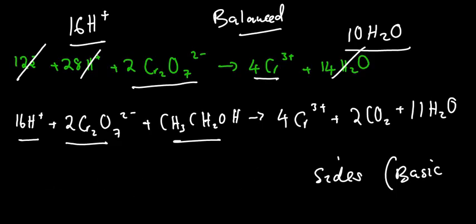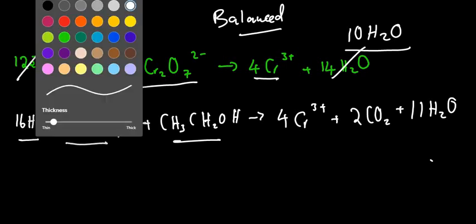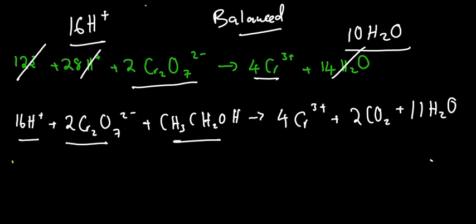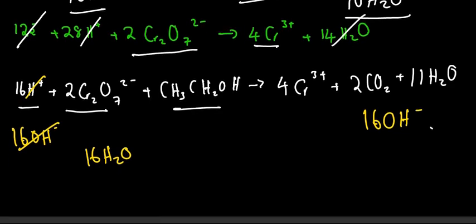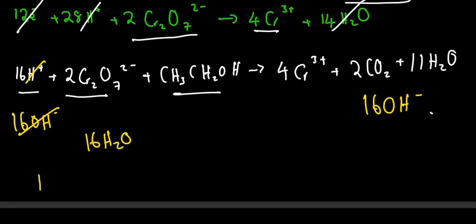So let me just write it here for the sake of the video. I'm going to add 16 OH minus here and also 16 OH minus this side. Reason being, this is going to cancel with that to give us 16 water molecules. That's what's going to happen. This and this will give us 16 water molecules this side. Then this is fixed. Then you can just bring it down here and say you have 16.